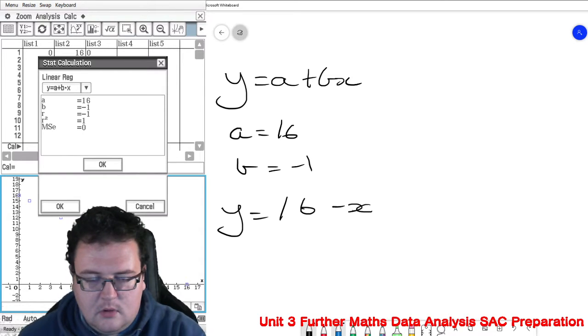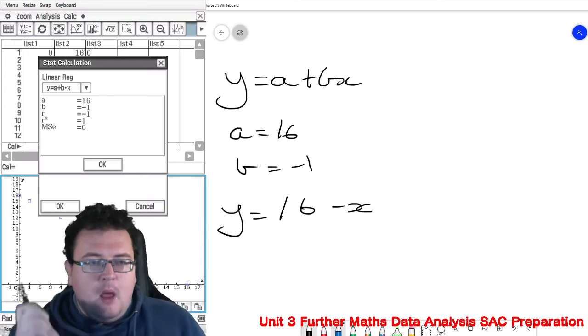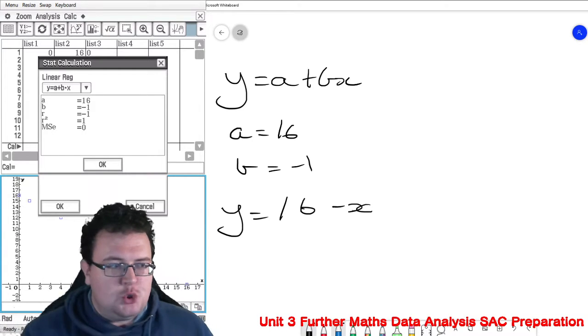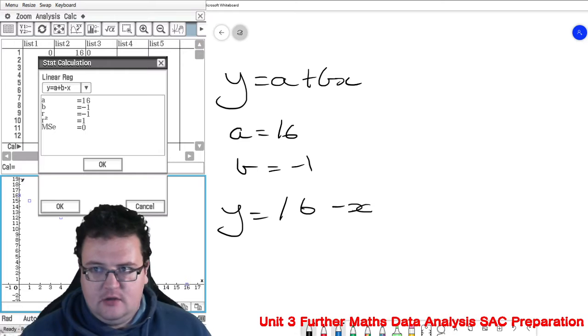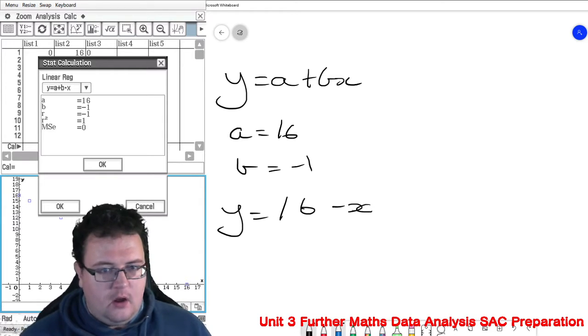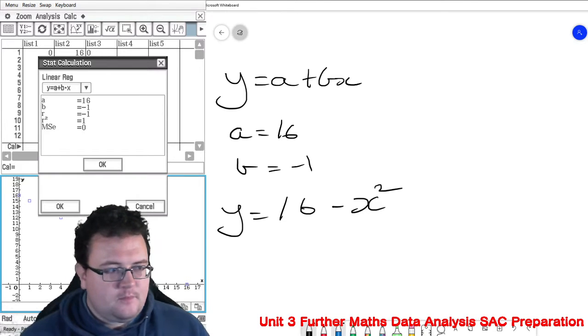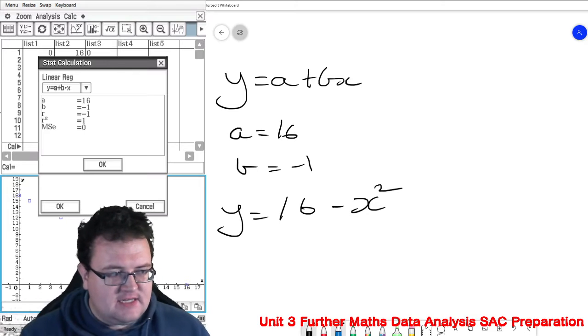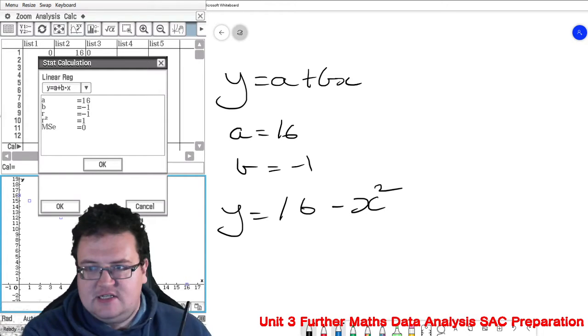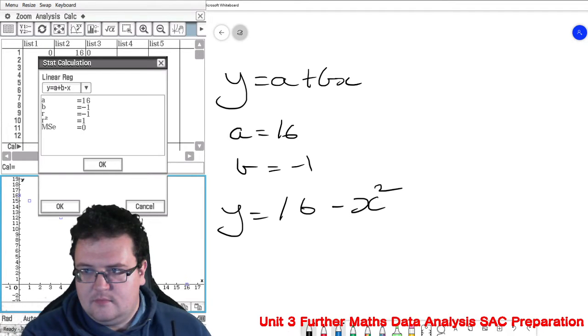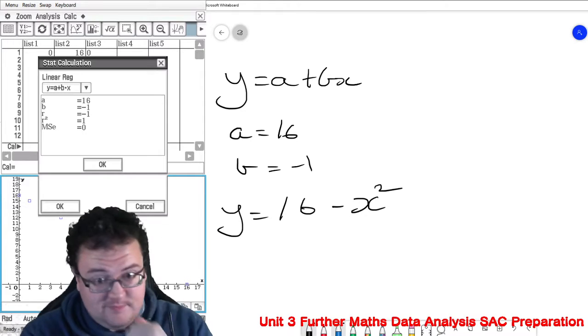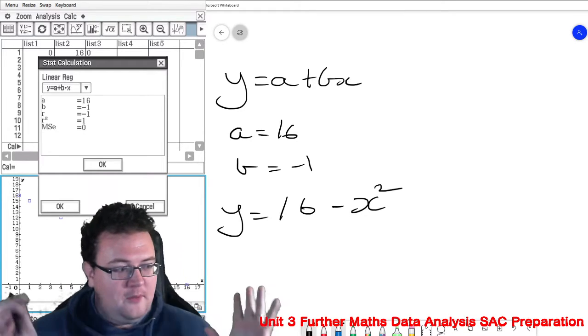But remember, what did I actually do to my x originally? I had to square it. So that means I replace whatever this x is with the transformed value. And that should be the answer that the back of the book gives you. Yep, that's correct. Of course it is. I'm the one who did the work.